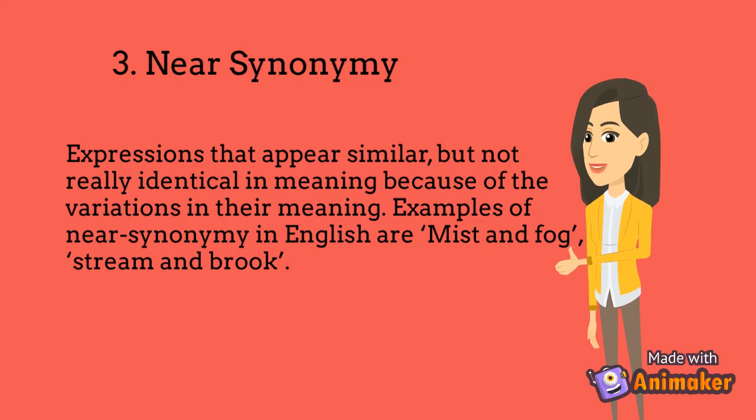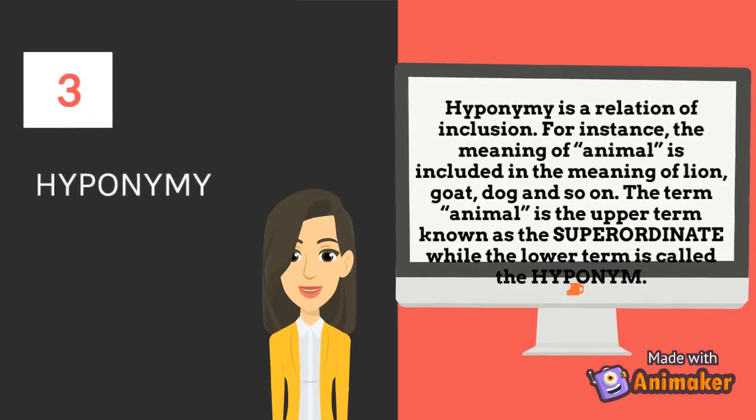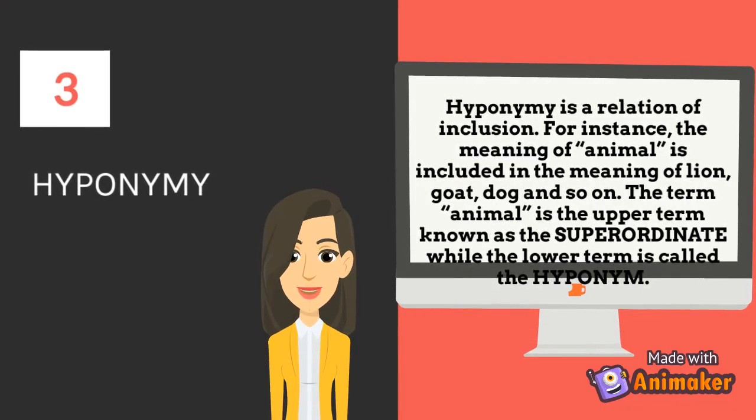The last type of synonymy is near synonymy. Expressions that appear similar, but not really identical in meaning because of the variations in their meaning. Examples of near synonymy in English are mist and fog, stream and brook. The third kind of lexical relations is hyponymy. Hyponymy is a relation of inclusion. For instance, the meaning of animal is included in the meaning of lion, goat, dog and so on. The term animal is the upper term known as the superordinate while the lower term is called the hyponym.